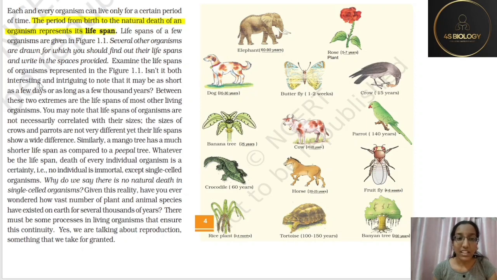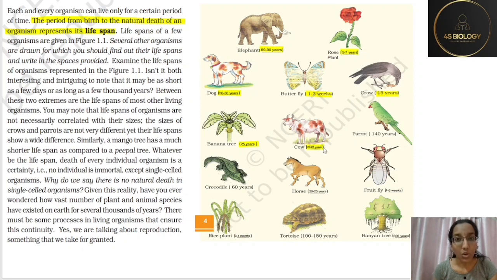Isn't it both interesting and intriguing to know that it may be as short as a few days or as long as a few thousand years? So if we see the lifespan given here, the lifespan of an elephant is 60 to 90 years. Rose, means rose plant, is 5 to 7 years. Dog is 20 to 30 years. Butterfly is only 1 to 2 weeks. Then crow 15 years. Banana tree is 25 years.